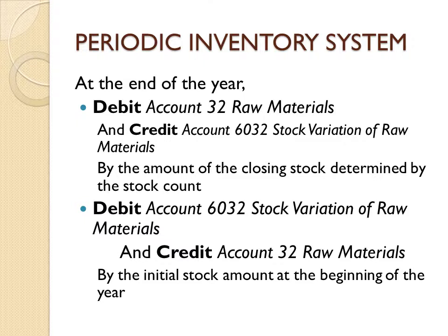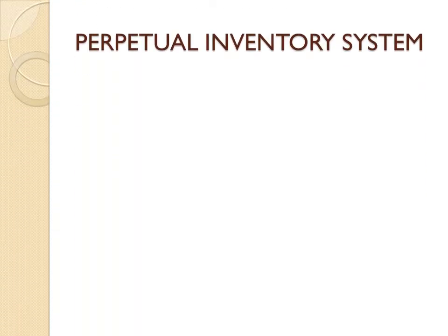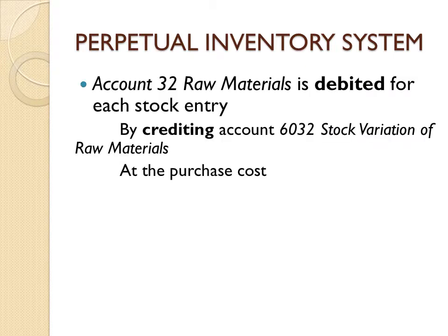So let us look at the case of a perpetual inventory system. In the perpetual inventory system, the entity will debit account 32 every time there is an entry in stock. It is done by crediting account 6032 at the purchase cost of the stock. There is a video presentation which will show you how to determine the purchase cost of stock.